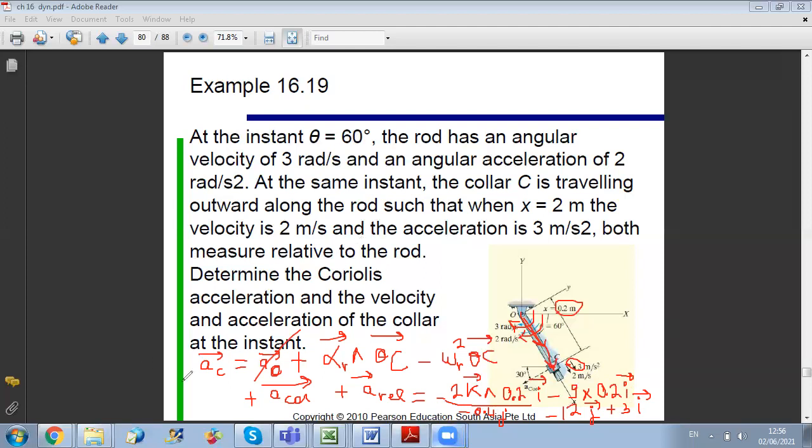In this way, we can get the absolute acceleration of C, which is the acceleration of C measured in the fixed frame. If you are on the rod, you will just measure the relative velocity and acceleration, which are 2 meters per second and 3 meters per second square. But if you stand outside in the fixed frame, for the acceleration, you will measure the following result. And for the velocity, we have already calculated the velocity vector you will measure.